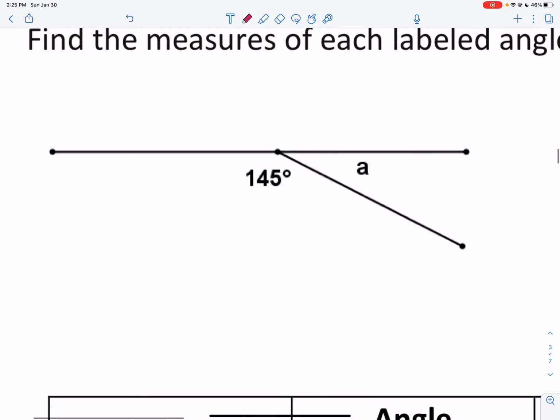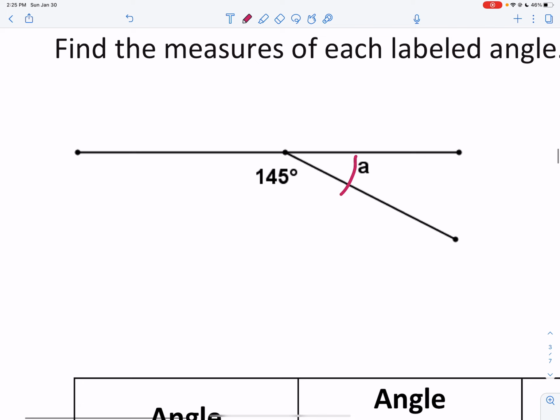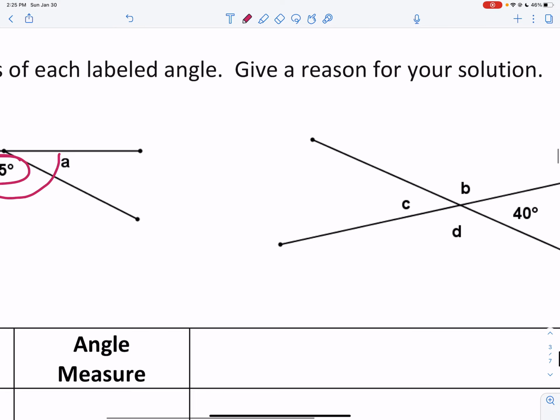Same thing right here. These are supplementary. So these two adjacent angles are going to add together to be 145 plus A is equal to 180. So really just subtract 145 from 180 to get A. With enough practice, you'll be able to just look at these and do it.